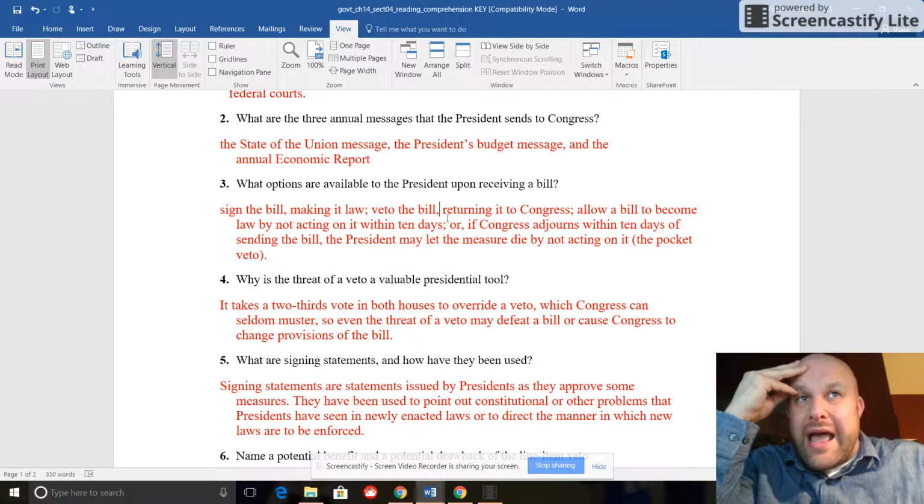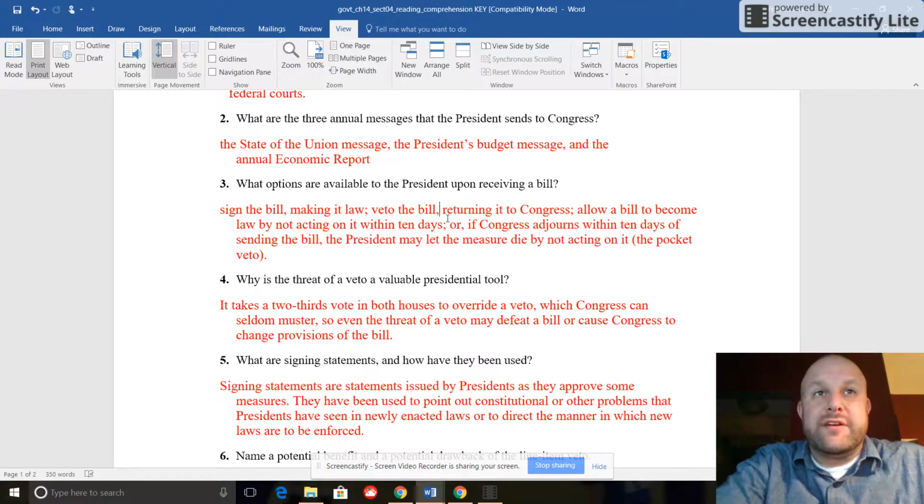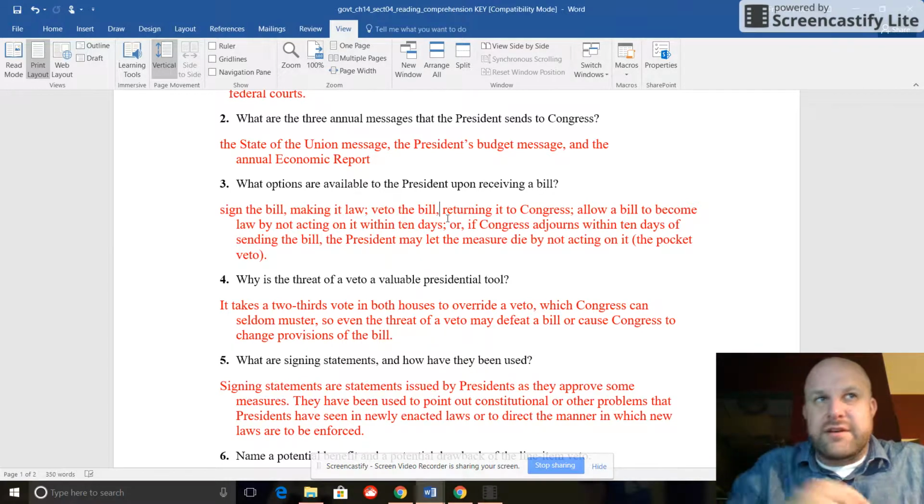So why is the threat of a veto, even if the president doesn't veto, such a valuable tool? Well, because the override is difficult. It takes two-thirds of a vote in both houses to override a veto, which Congress can seldom muster, especially in this political environment with such a narrow majority, especially in the Senate. So even the threat of a veto may defeat the bill or cause Congress to change provisions of the bill.